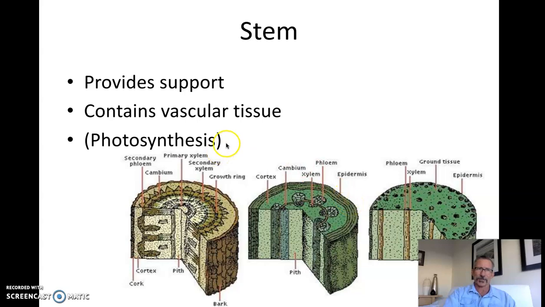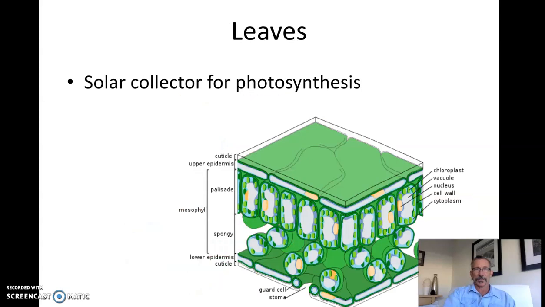And in some plants, like a rose bush, where the stem is still green, you'll find some photosynthesis going on in there. Okay, so the stem provides support and contains the vascular tissue and photosynthesis.